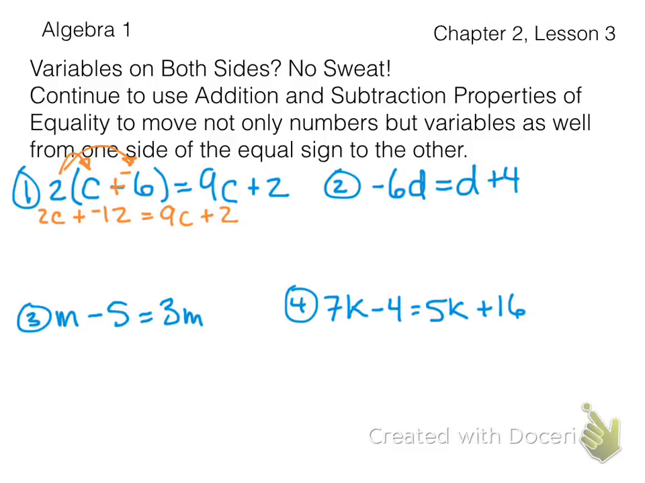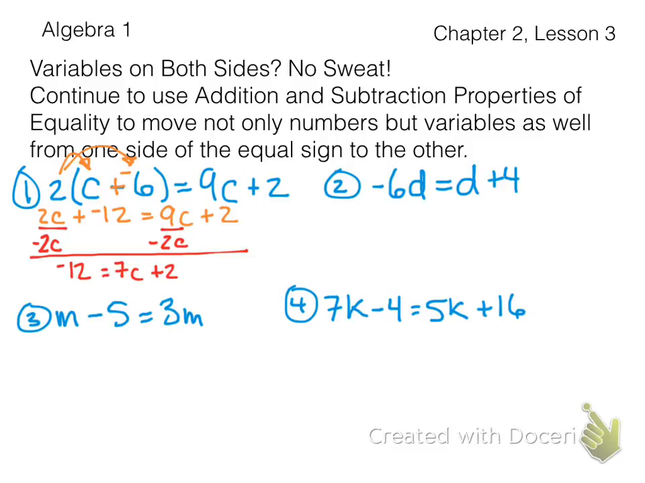All right, so now that we've distributed, we need to combine like terms. Now again, I like to move things over so that I have a positive coefficient on a variable, but you can move either one. You can move the 2c or the 9c, but I'm going to choose to move the 2c. So the opposite of 2c is negative 2c, so I'm going to minus 2c on both sides, which is going to leave me negative 12 is equal to 9 minus 2, which is 7c, plus 2.